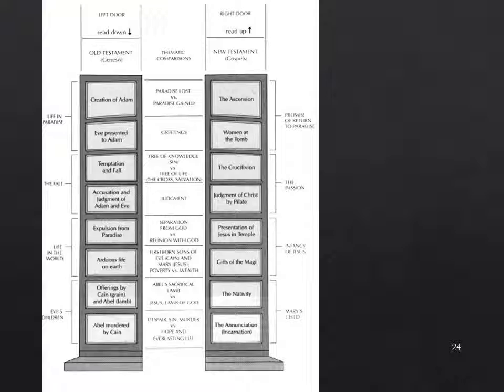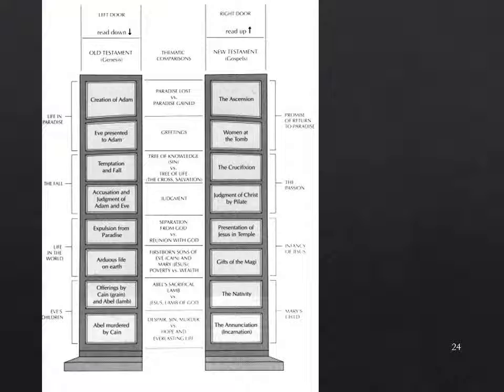So here's a layout of those doors, and you can see how the placement of the figures relate to each other. On the left-hand side, we have scenes from Genesis in the Old Testament, and on the right-hand side, we have scenes from the Gospels in the New Testament. We read the left-hand door from top to bottom, where we begin with the creation of Adam, and we end with Abel being murdered by Cain. And then on the right-hand side, we read from bottom to top, where we begin with the Annunciation, and then we end with the ascension of Christ to heaven.